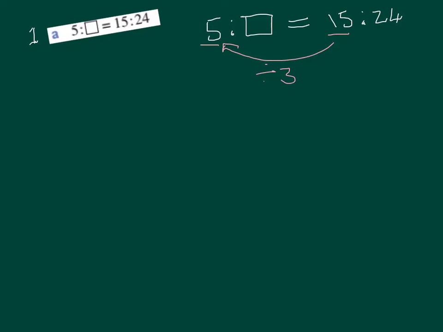So if I want to keep the same ratio, the thing I need to do to get from the 24 to the unknown is also divide by 3. 24 divided by 3 would be 8. So the answer we're looking for is 5 to 8. So we're looking for the same number to divide through on both sides.